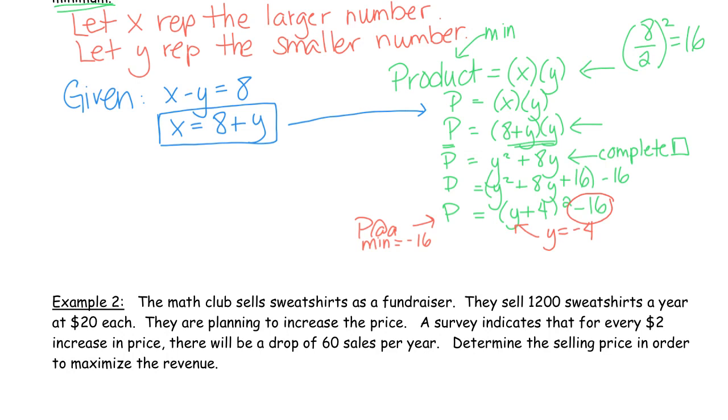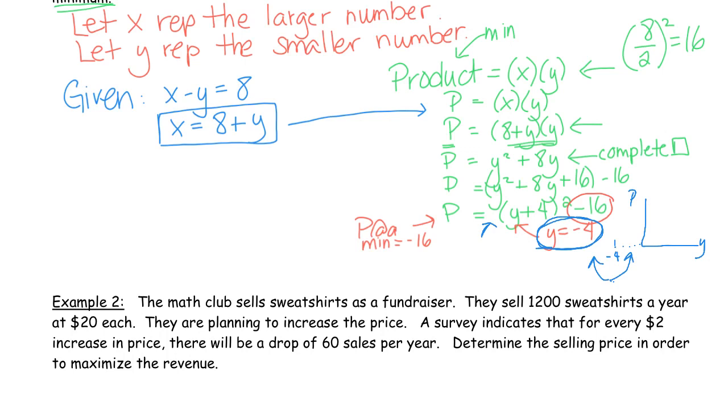How do I know it's a minimum? Well, this is a parabola that is opening up. Okay, if I were to think about this as a sketch, right? This is my product. This is my possible numbers for y. And when y is equal to -4, I actually have a minimum of -16. Okay, it's a little bit hard to think about. What the information is that I need to take away from that, though, is this piece right here.